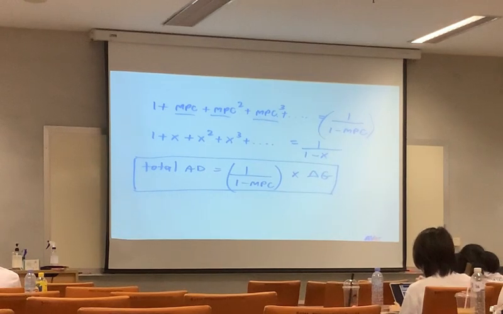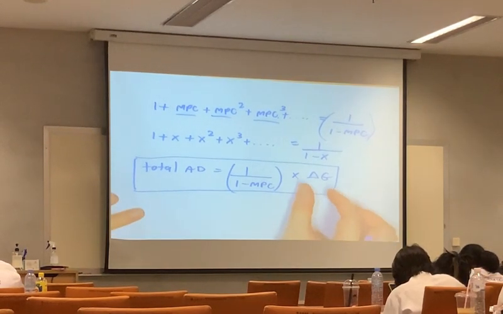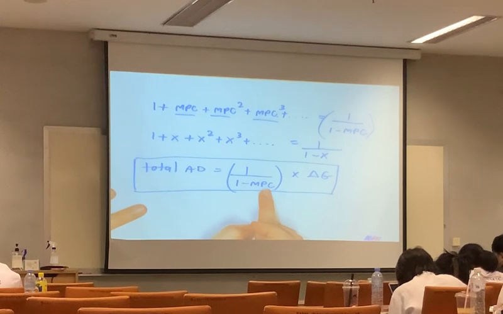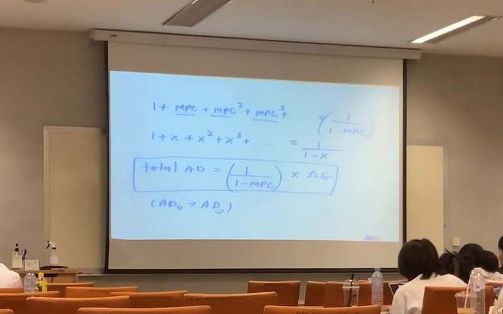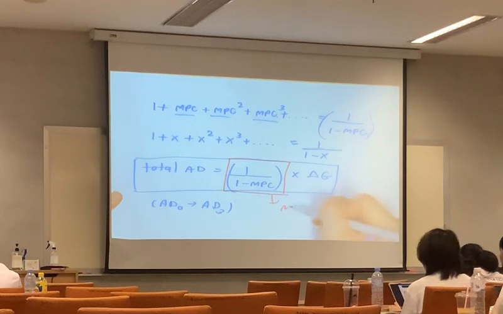So if you would like to know how much the total change or total AD is after everything, we use the 20 billion, okay, and then multiply with this bit. We get how much total change from AD 0 to AD 3. This one is the so-called multiplier.